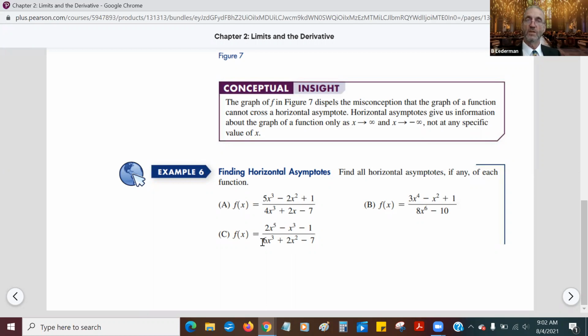But since the 2 and the 6 are both positive, then it's going to be positive infinity. Oh, I'm sorry, I should have said one more thing. Since the x to the 5th divided by x to the 3rd has a difference of 2, it's basically going to be like the same as x squared. So therefore, it's going to be positive infinity on both sides.